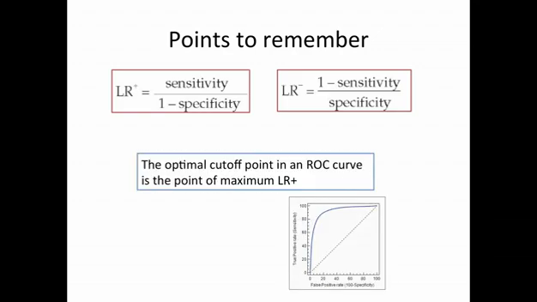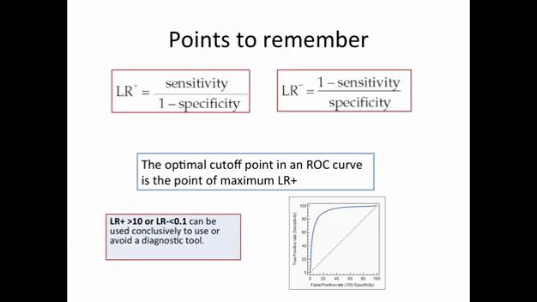The second point to remember is that the optimal cutoff, the best balance between sensitivity and specificity in an ROC curve, gives the highest likelihood ratio as well. Thirdly, an LR positive value of greater than 10 or LR negative value of less than 0.1 are strong indicators of the utility of a test. Note that prevalence is nothing but the pre-test probability. The chance of finding a diseased person without applying any tests. This is given by the prevalence of the condition in a population. So prevalence can be called pre-test probability.